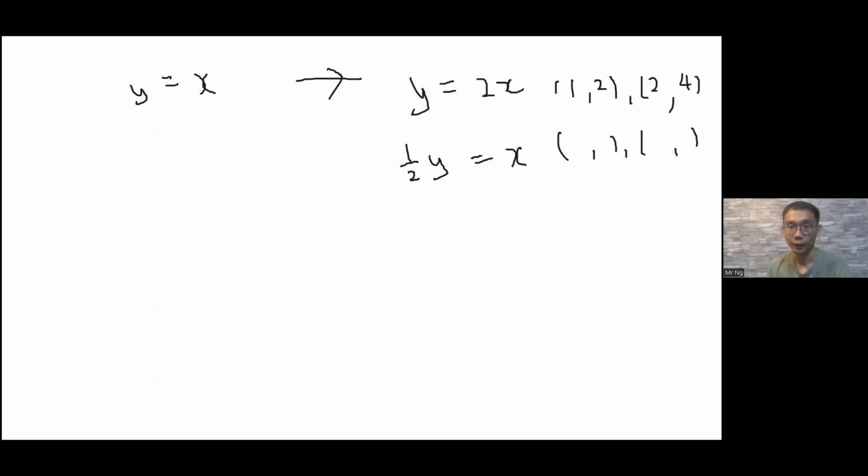So for example, if your x is 1, y will be 2. If x is 2, y will be 4. If your x is 1, to make this whole thing 1, your y needs to be 2. If your x is 2, to make this whole thing 2, your y needs to be 4. So all the possible combinations of your x and y are the same. That's why the equation is the same, that's why their graph is the same.